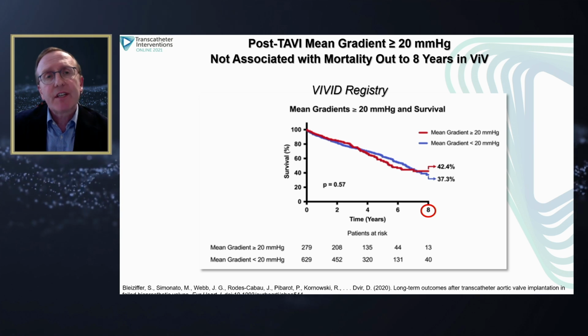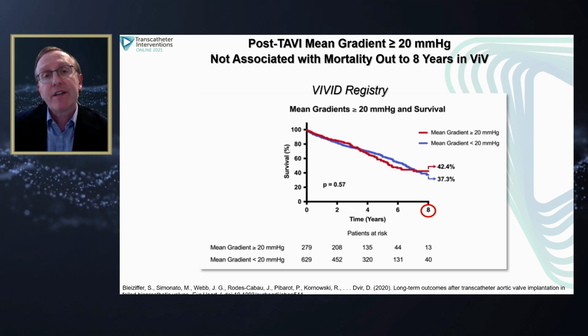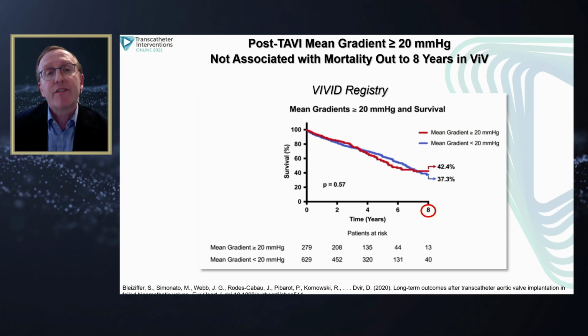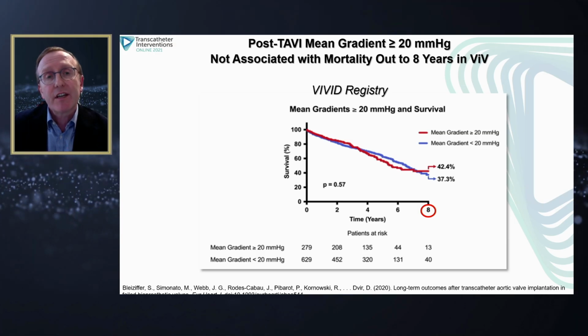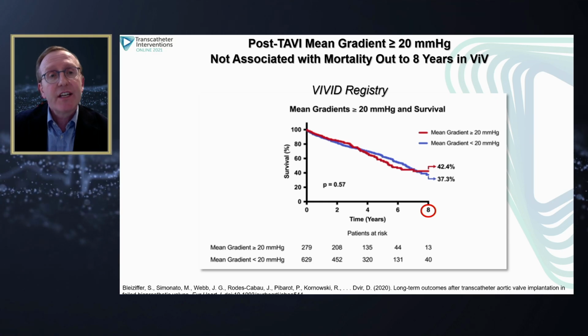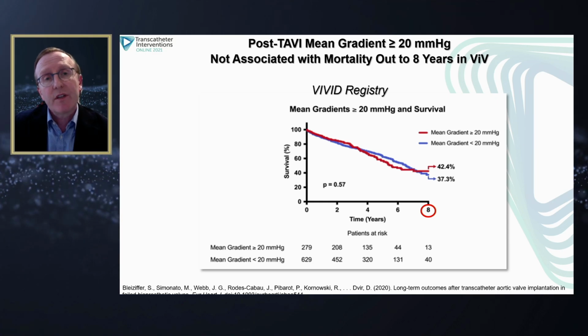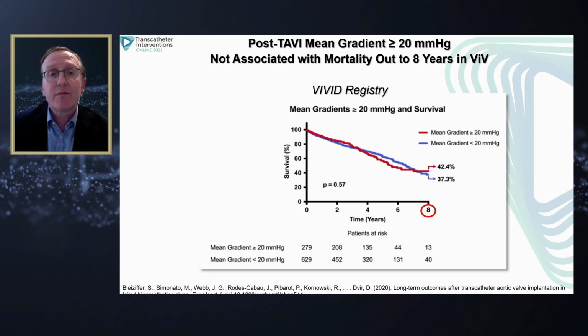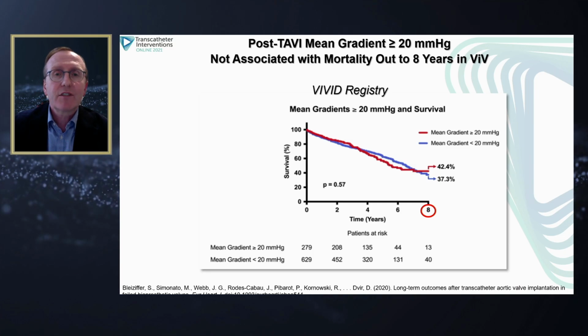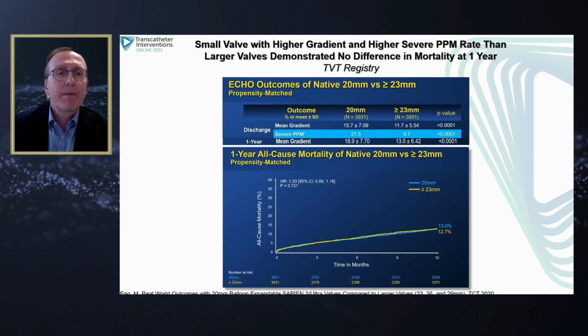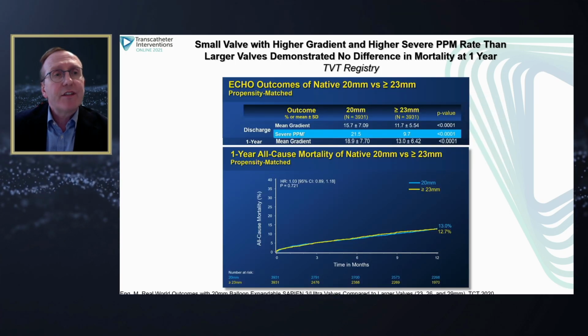If we look at the subset of patients who have already been alluded to in the first talk, the valve-in-valve patients, these are patients that quite often have quite a high gradient after the TAVI procedure. And again, you can see that those patients with a mean gradient over 20 and those with a mean gradient less than 20 appear to have similar clinical survival.